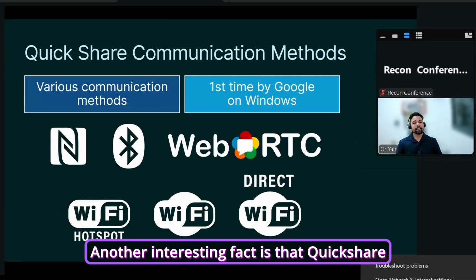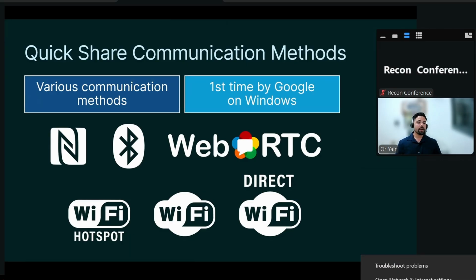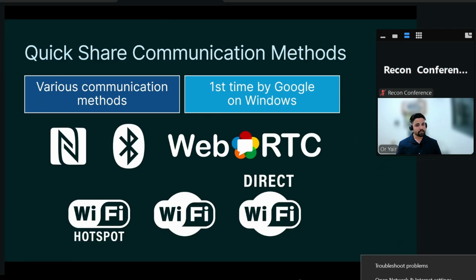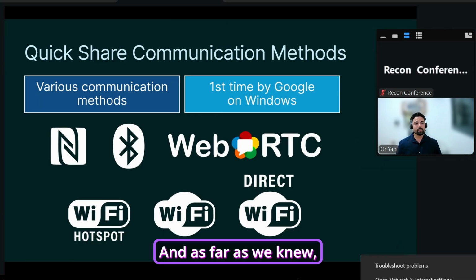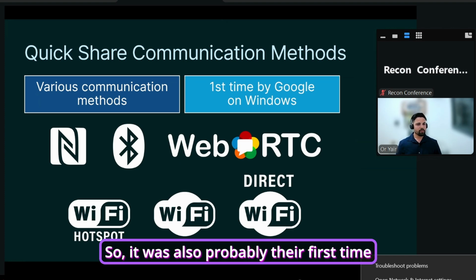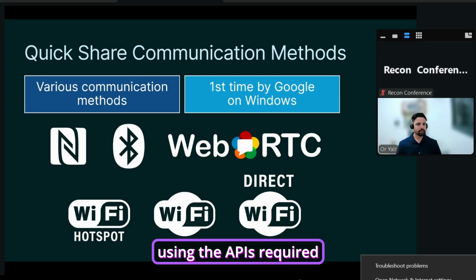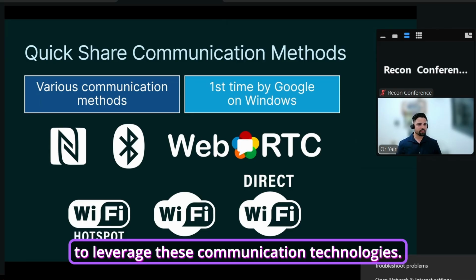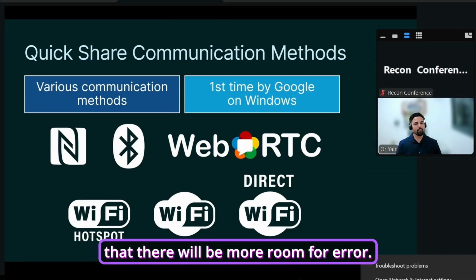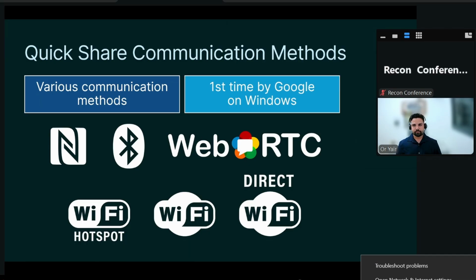Another interesting fact is that QuickShare is able to support a variety of communication technologies. As far as we knew, it was Google's first time creating such an application for Windows, so it was also probably their first time using the APIs required to leverage these communication technologies. Therefore, we thought there would be more room for error.